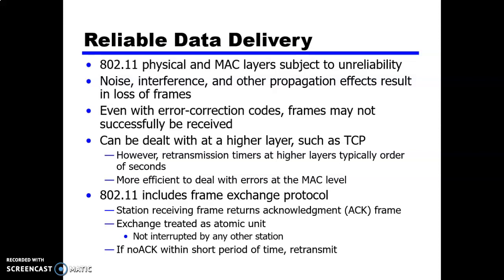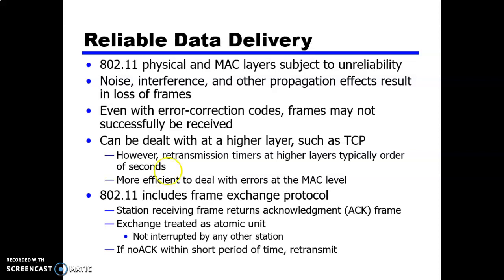So this reliable data delivery problem can be dealt with by using a higher layer such as TCP or other higher layers. Sometimes retransmission timers at higher layers are typically large, so it is more efficient to deal with the errors at the MAC level only, otherwise the delay will be more.